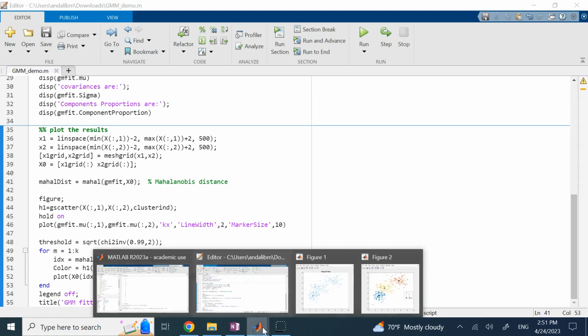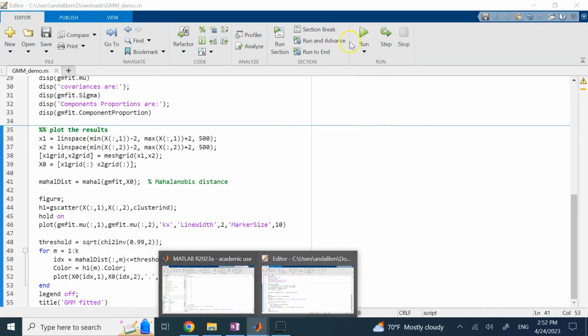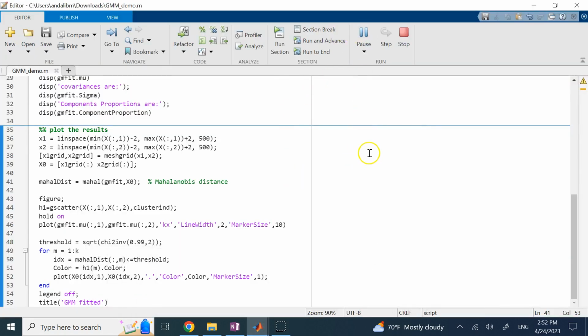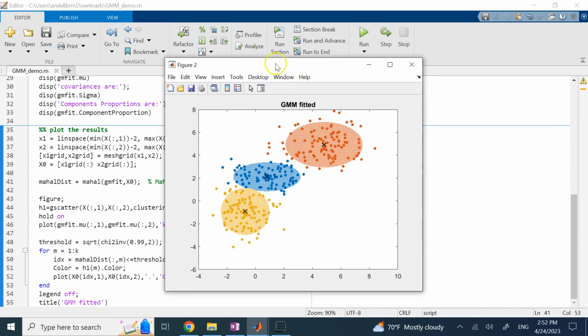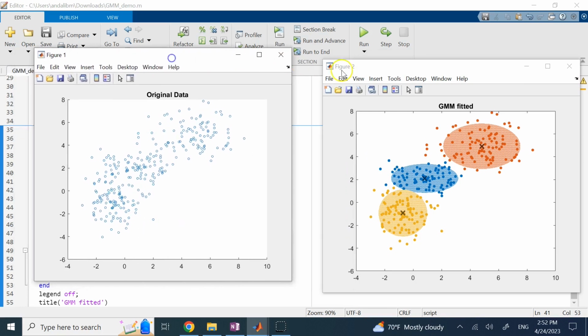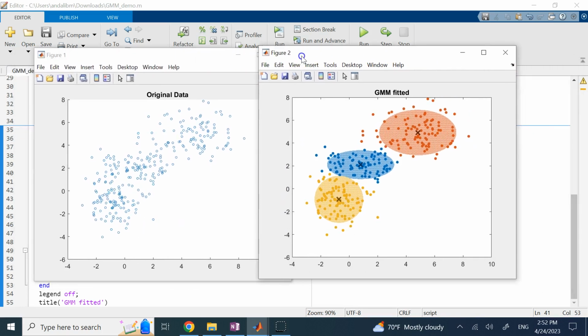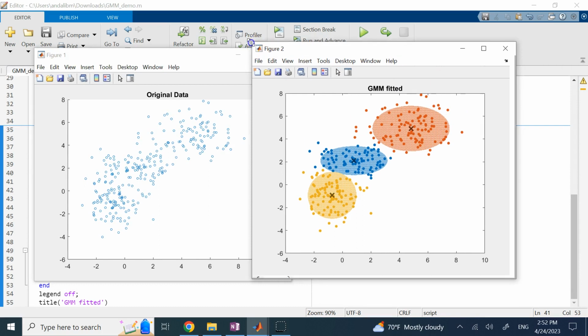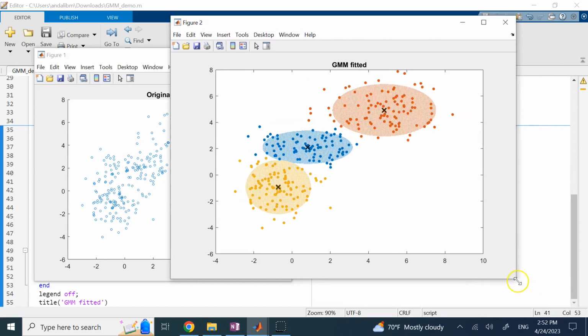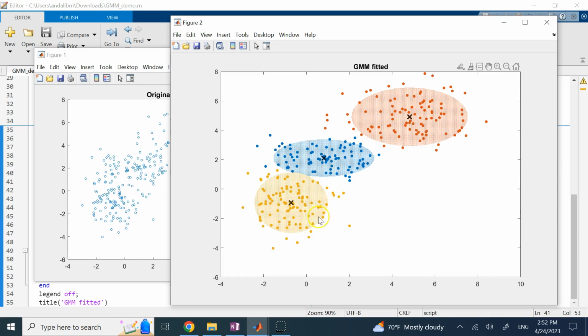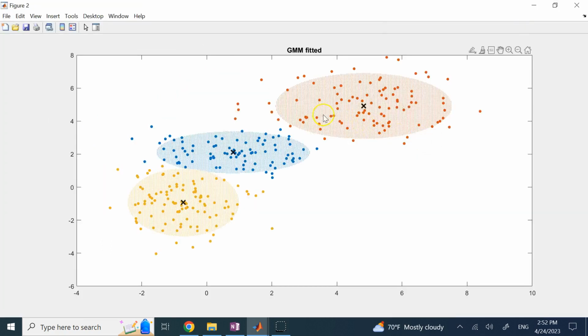So if I run the whole code, then you can see what I exactly mean by those ellipses. So here is my original data. Here are the three clusters. And as you can see here, those ellipses are not drawn by lines. They are formed by lots and lots of small points. So this is just like another scatter plot.